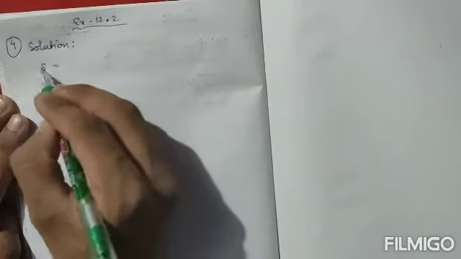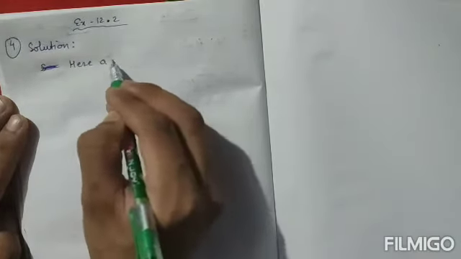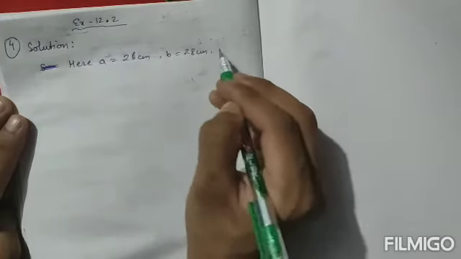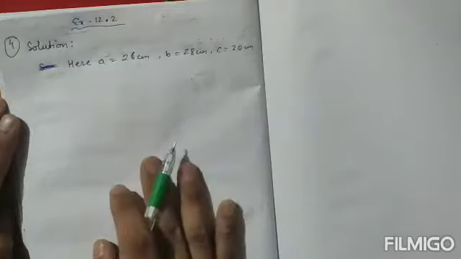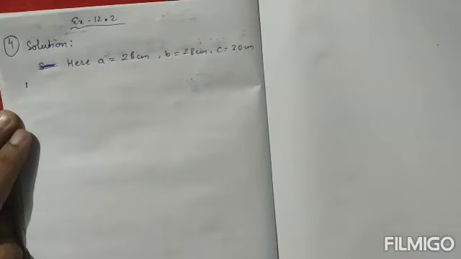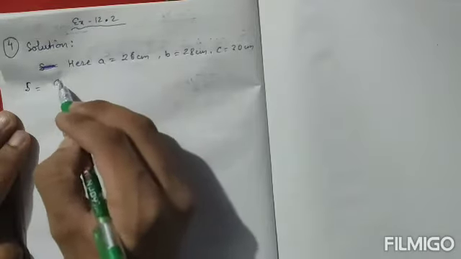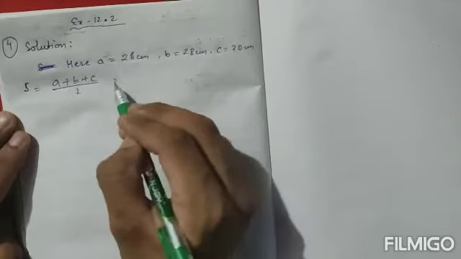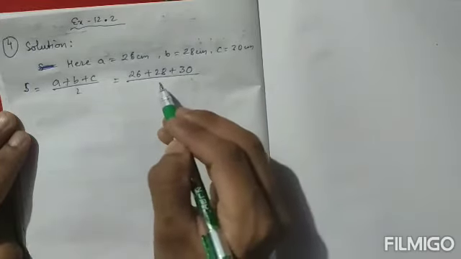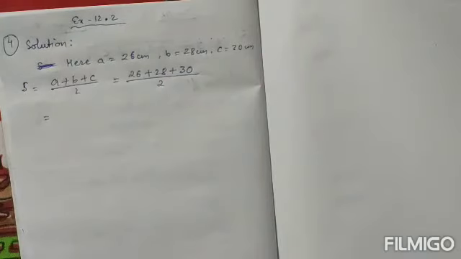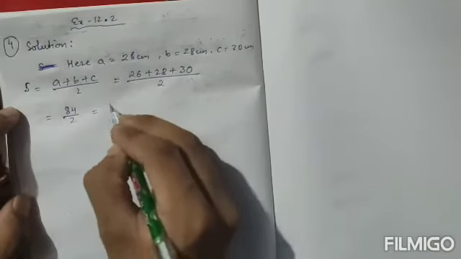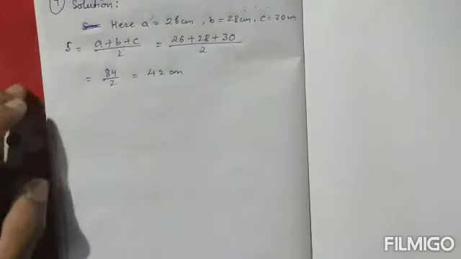Here a equals 26 centimeter, because the sides of the triangle are already given, 28 centimeter and 30 centimeter, isn't it? Next, what you will do? You will find the area. So to find the area, you will need s equals a plus b plus c by 2, which is equal to 26 plus 28 plus 30 divided by 2, isn't it? So how much will you get if you add all this? Then you will get 84 by 2 equals 42 centimeters. So s is 42 centimeters, isn't it?